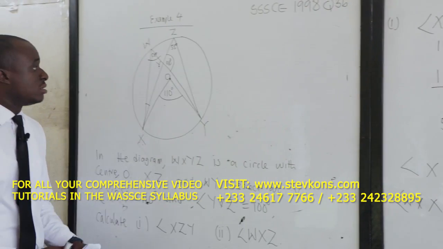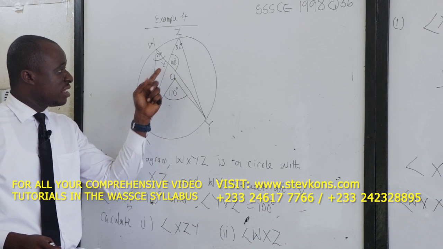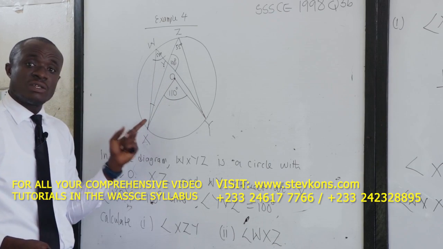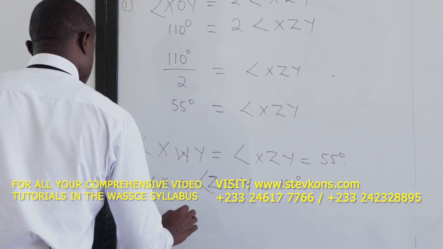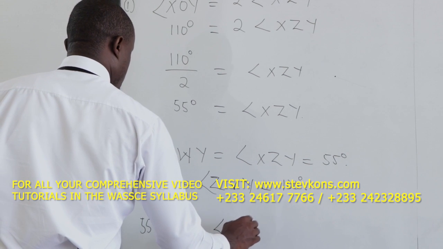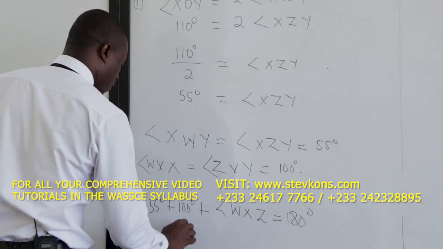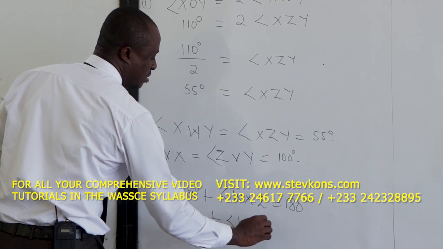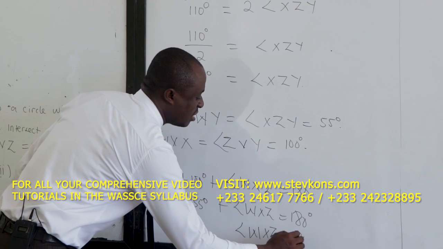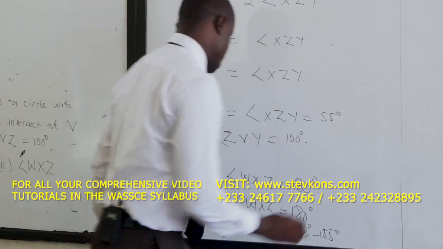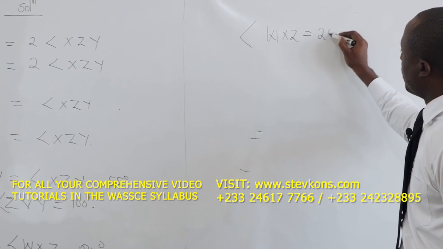Now, with this 100, clearly what can we see here? We can see a triangle. That is WVX is a triangle. And the sum of angles in a triangle is equal to 180 degrees. So 55 plus 100 degrees, plus angle WXZ, should be equal to 180 degrees. Now this is giving us 155 degrees plus WXZ equal to 180 degrees. So this has to move here. So WXZ is equal to 180 degrees minus 155 degrees, which is 25 degrees.